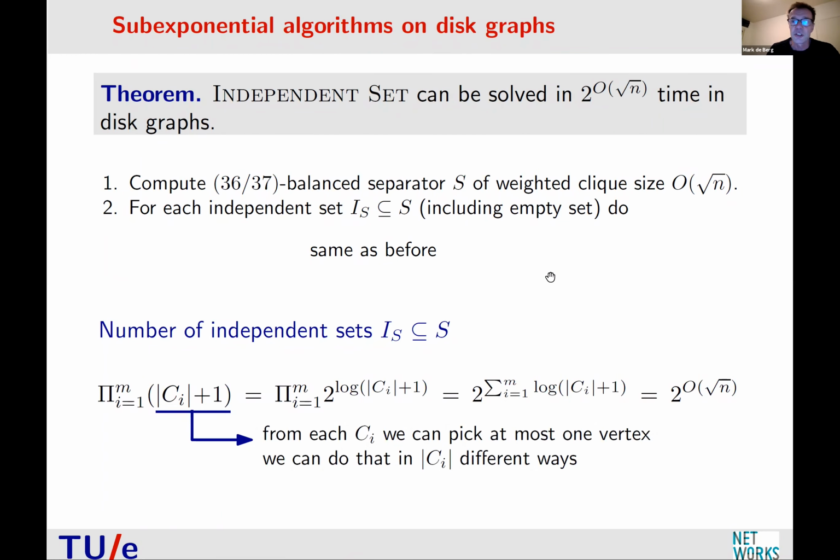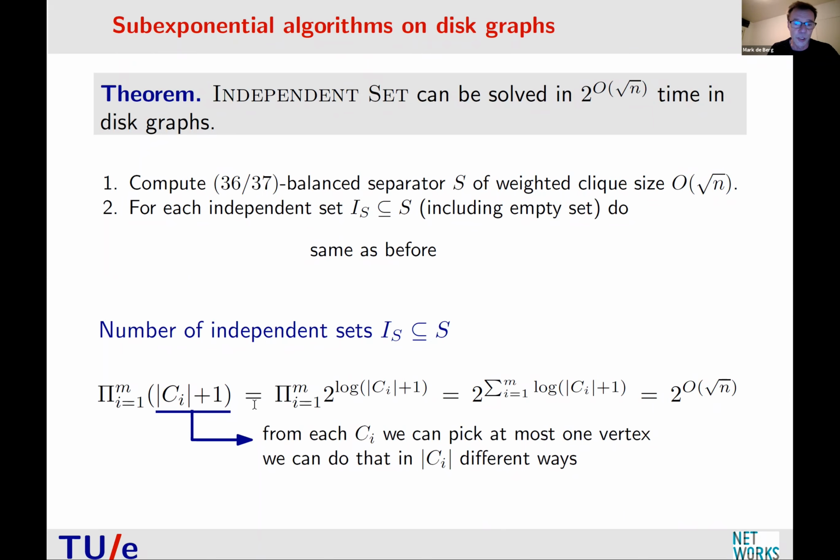From a clique C_i, I have only C_i plus 1 different choices, right? I can pick no vertex, or this vertex, or this vertex, or this one, and so on. So you pick either a single vertex or no vertex. So the number of ways in which you can do that is C_i plus 1. And then you have a number of cliques. So of course, from each clique, you have now C_i plus 1 different options. So the total number of options is the product.